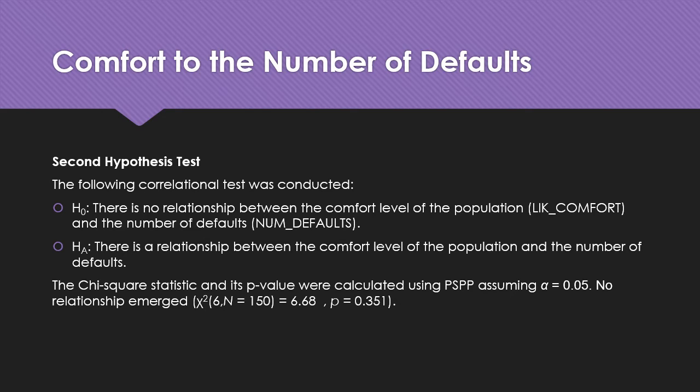I didn't even bother to put the Cramer's test here because this p-value tells you that the null hypothesis is going to be retained because there's no relationship that's emerged between these. So from our data, it looks like the comfort level and the number of defaults are independent from one another using this test.